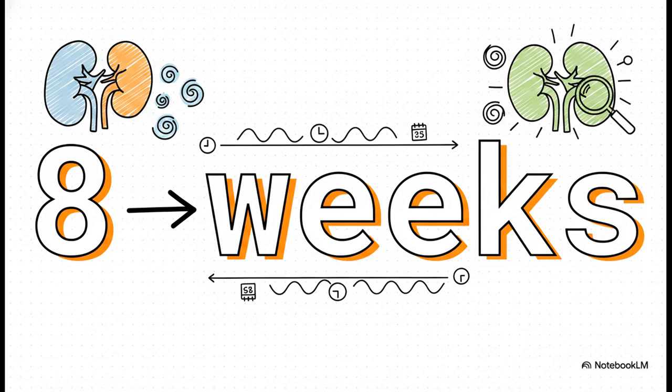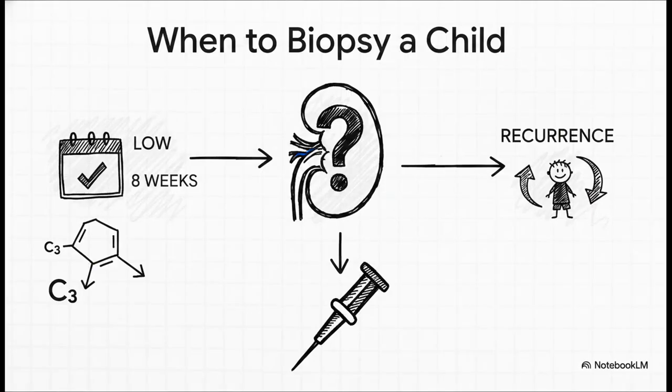But this is temporary. And there's a magic number to remember: 8 weeks. At the 8-week follow-up appointment, that C3 level needs to have returned completely to normal. This is a critical checkpoint. And that 8-week C3 level is what helps us decide if we need to do a kidney biopsy, which I should stress we almost never do in kids with classic PSGN.